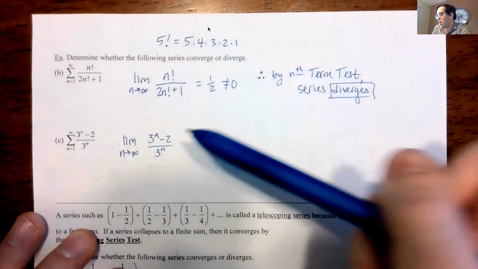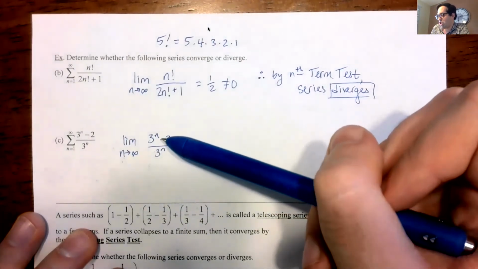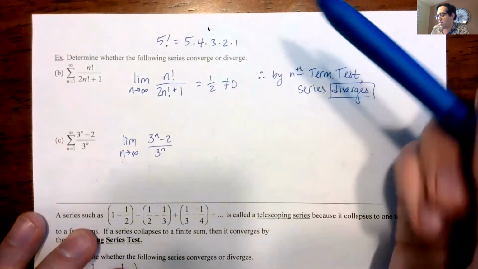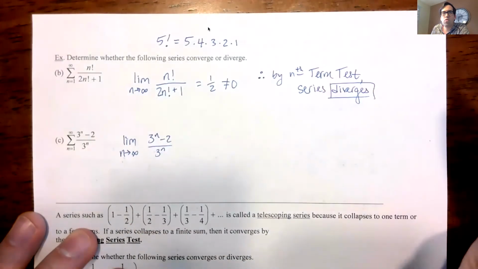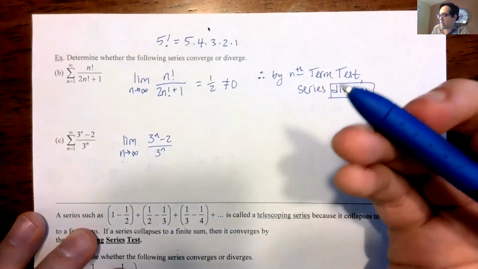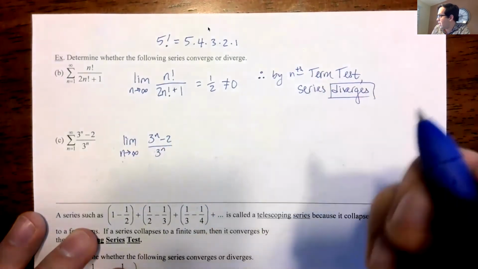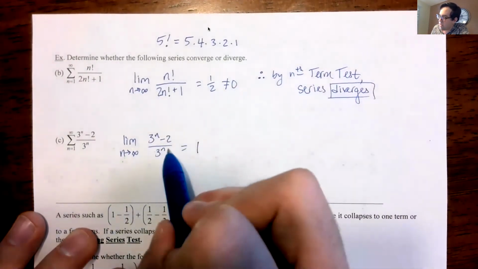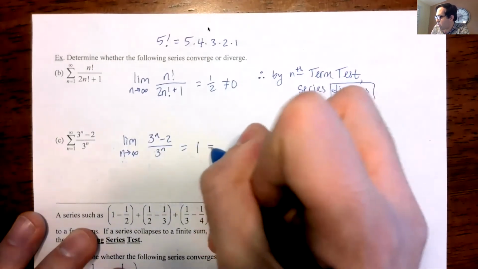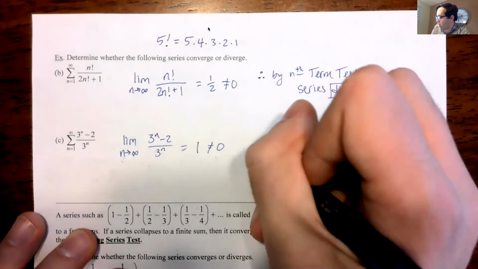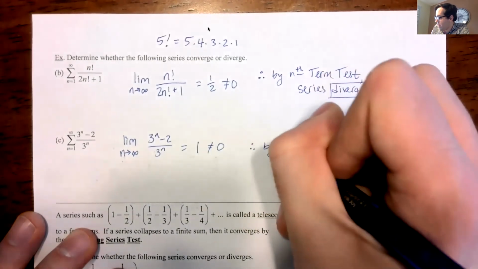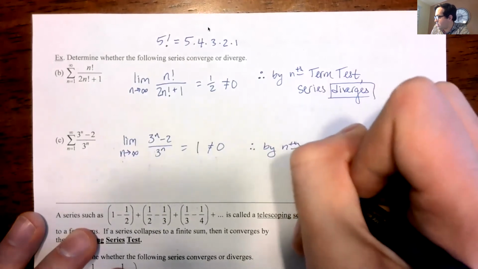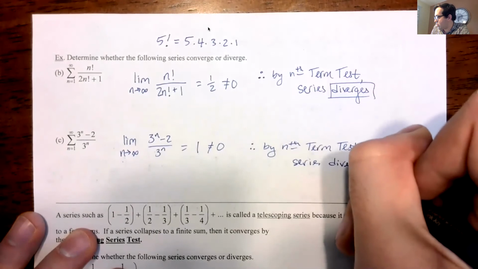On the top and on the bottom here, we have exponential expressions. The variables are in the exponent, but it's 3 to the n and 3 to the n. So once again, these are equivalent growth, right? They're going to grow at the same rate. So since it's 3 to the n and 3 to the n, if we divide those, we would be getting 1. So this is going to approach 1 as n gets bigger. The 2 is going to matter less and less. And once again, that does not equal 0, right? So therefore, by the nth term test, this series diverges.